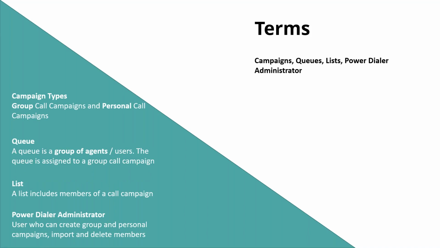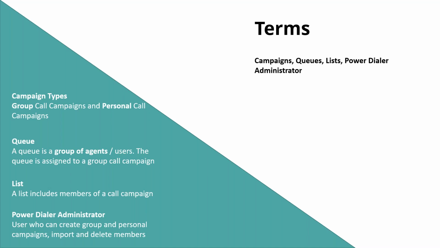Then I would explain a bit about the terms that we use today. First of all, we have two different campaign types. One is the group call campaign. So these are shared campaigns with different users. And then we have the personal call campaigns, which can be assigned to just one user. And also the one user has access to manage the call campaign. Then when we speak about queues, we mean by a queue a group of agents or Salesforce users, and a queue is assigned to a group call campaign. So multiple users can be added to one group call campaign.